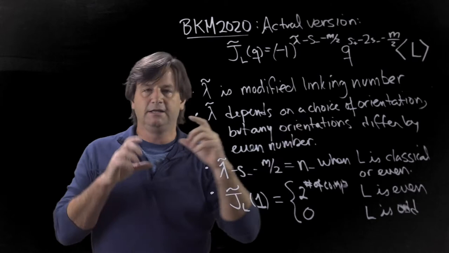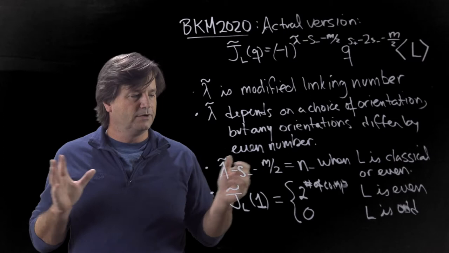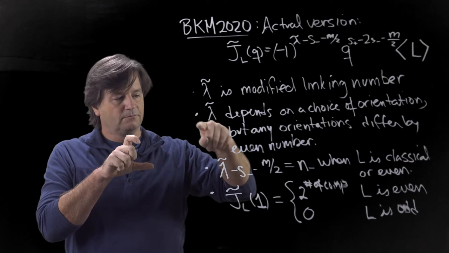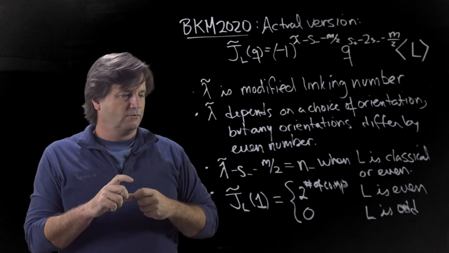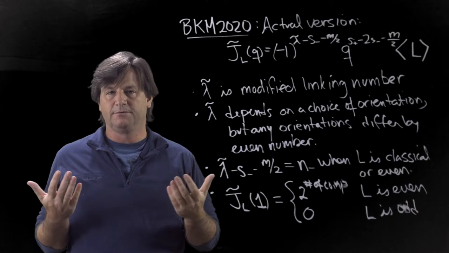And if every component is even, then the link is called even. If there's any one component that runs into an odd number of mixed crossings as you go around it, then the whole link is called odd. So for example, the Hopf link is an odd link.